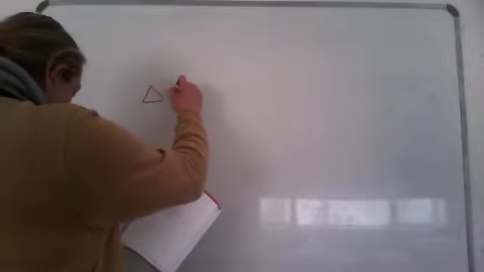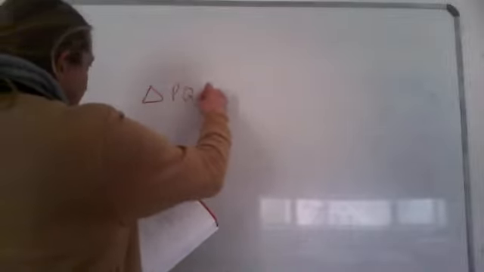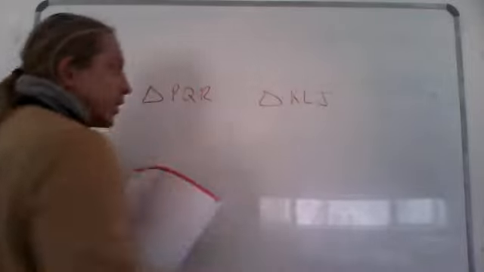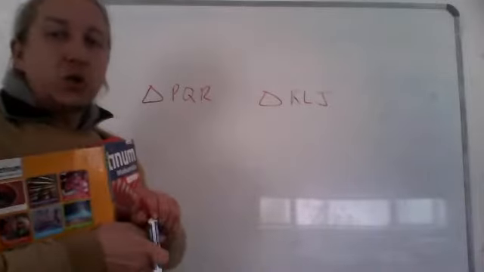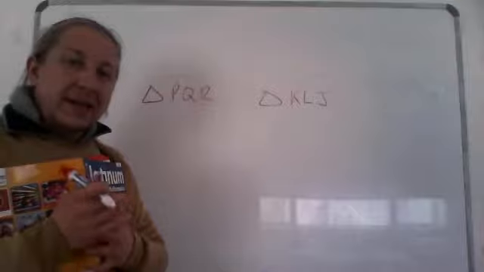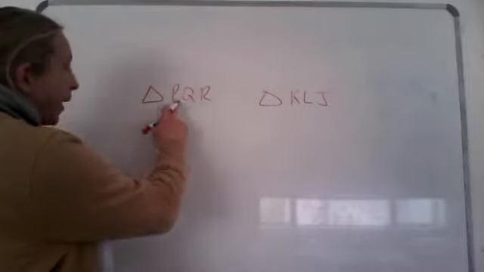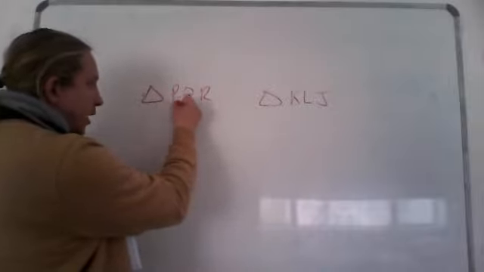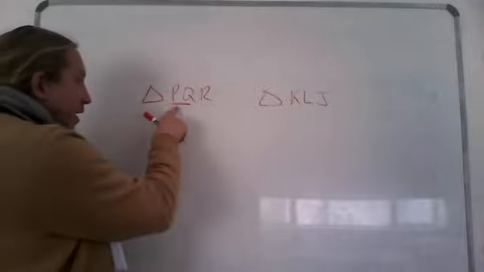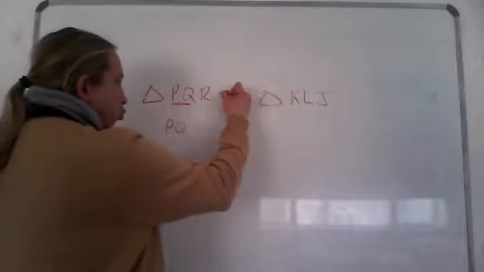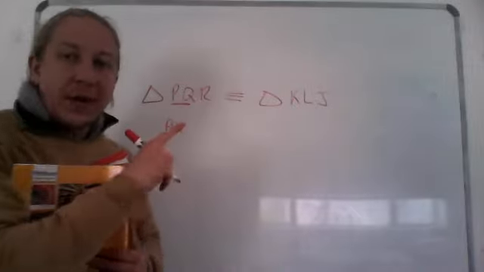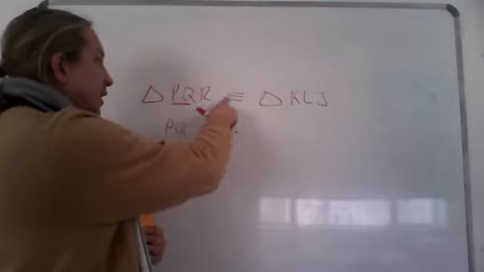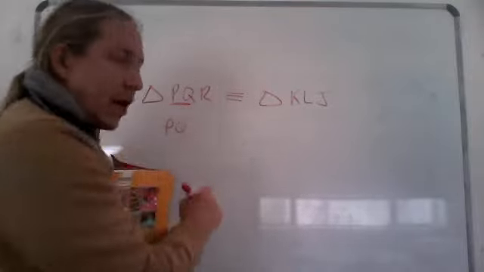Let's say we have triangle PQR and triangle KLJ. If we are told that these two triangles are congruent, that means angles and sides match up. For the sides, you're just taking any two letters. Let's say I take these two letters, PQ. The triple equal sign with the three bars going across means congruency. It means that this triangle is identical to this triangle.